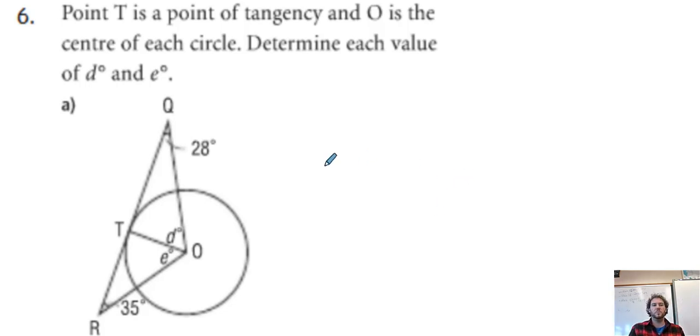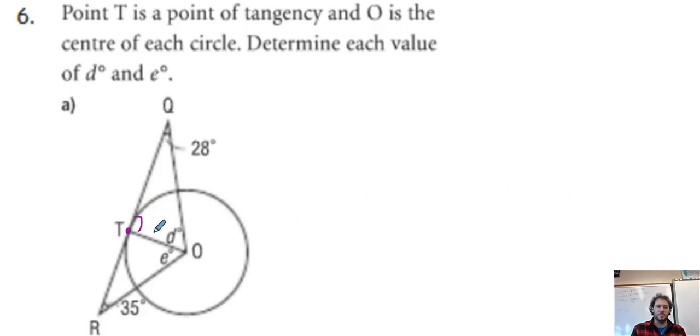So here's another example. Point T is a point of tangency, and O is the center. So here's my point of tangency, here's my O. So there's my radius, and QR is my tangent line, and here we're being asked to find angles E and D. So again, you have to stop and think, all right, what do I need to do? Do I need to use the Pythagorean theorem? Do I need to use the fact that it adds up to 180? Is there some combination of the two? Right, so that's what we need to figure out.